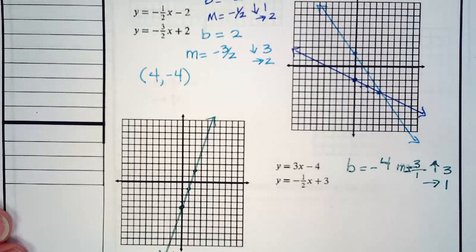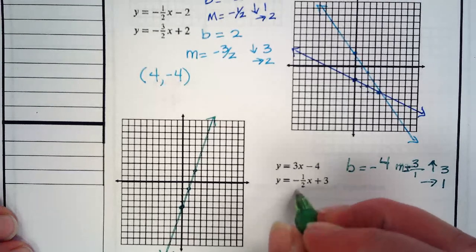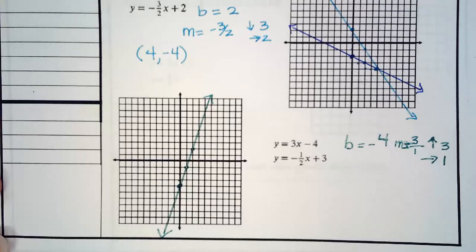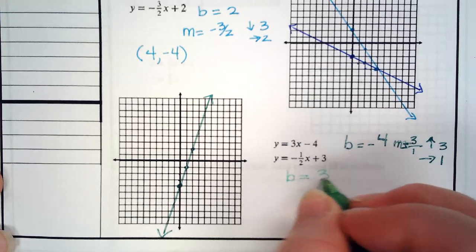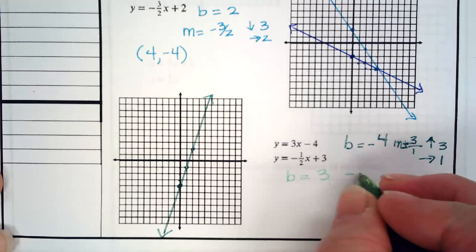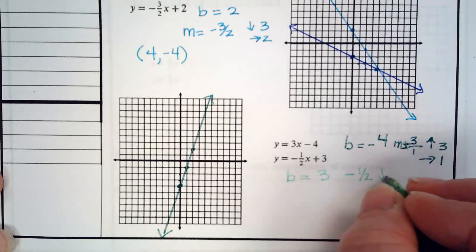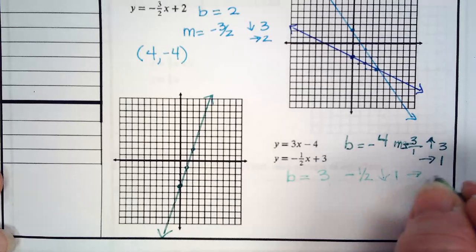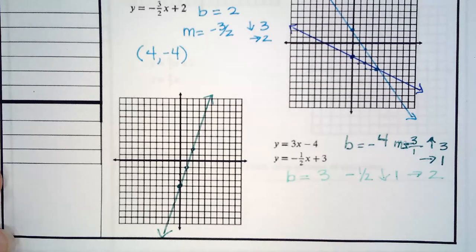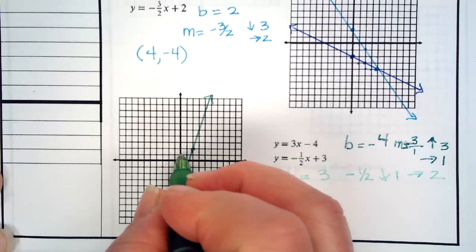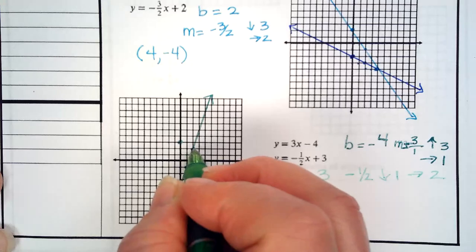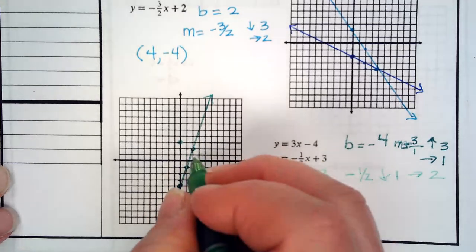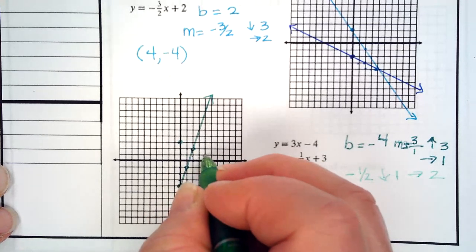Okay, what about the next one? I begin at 3. How do I move? This is negative. -1/2, which means down 1 and right 2. So I'm starting at 3. 1, 2, 3. I go down 1 and right 2.